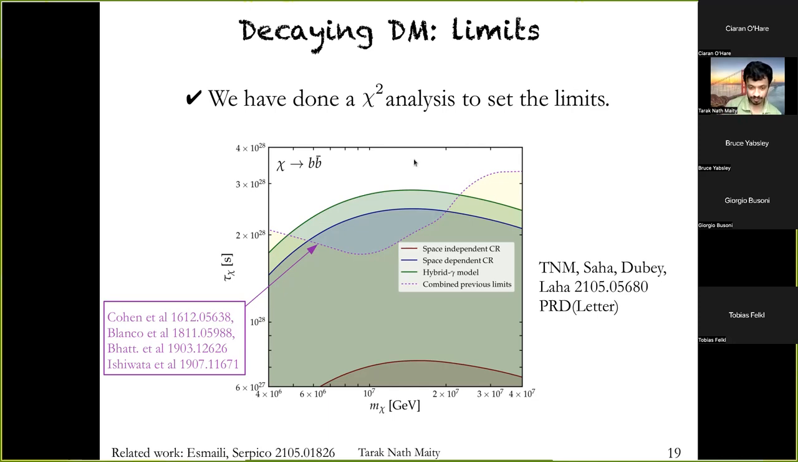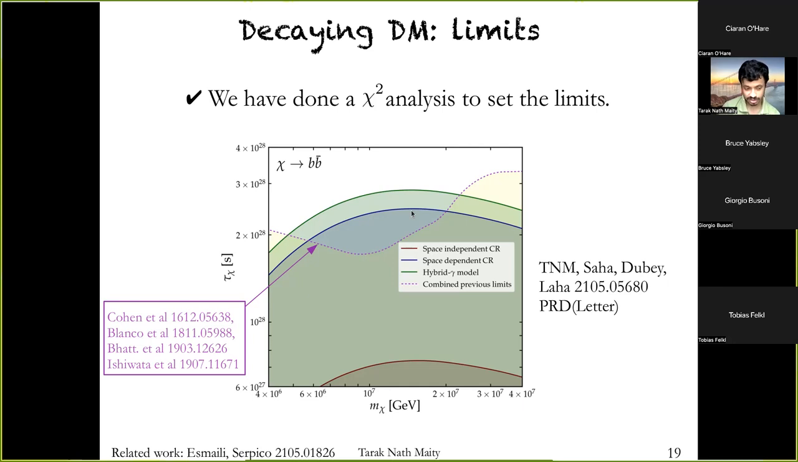So that means if these are the true models for the cosmic rays, like this space dependent or hybrid gamma ray model, then this is the new region of the parameter space that we have been able to probe through this observation.